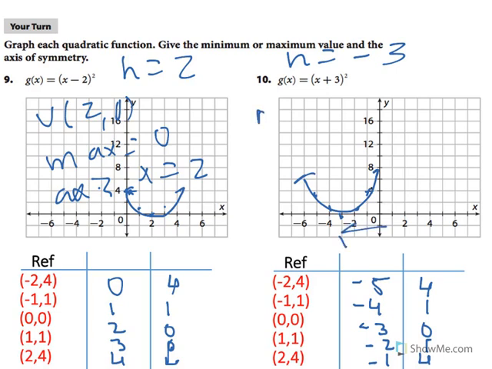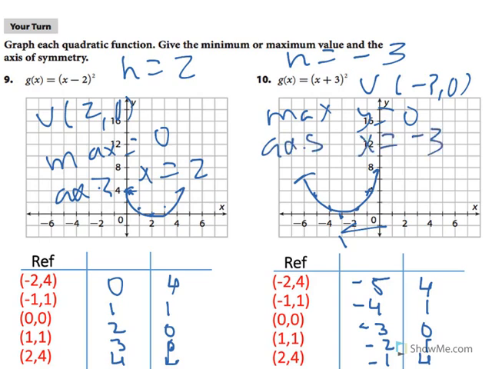So then your maximum. First, let's identify the vertex first. So the vertex is -3 and 0. So your maximum y equal to 0, and your axis of symmetry, so x equal to -3.